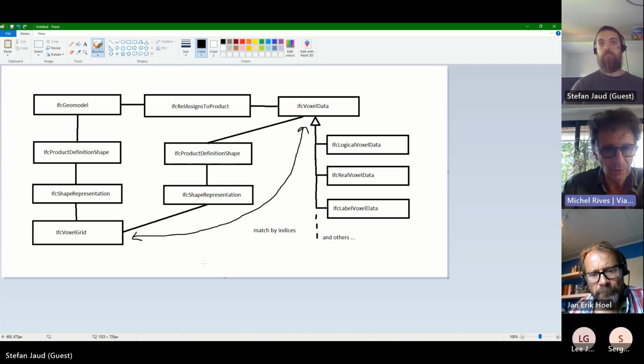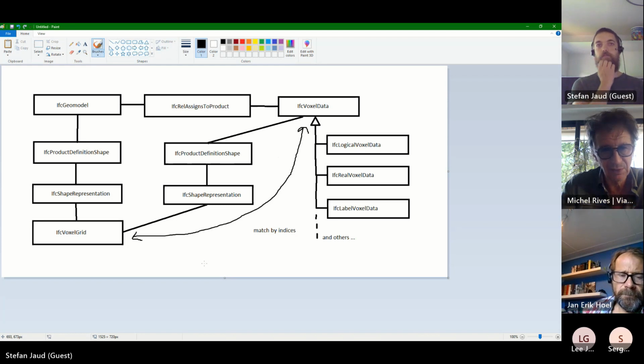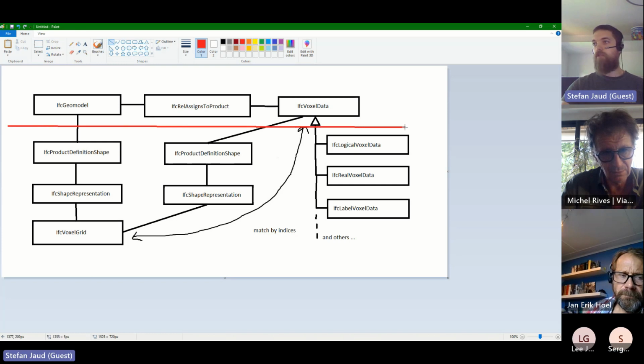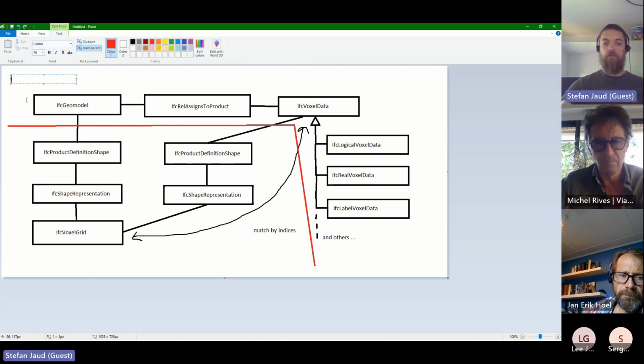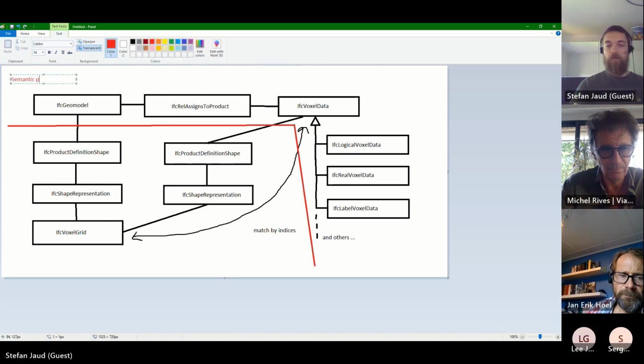Yeah. Okay, so the two relations need to exist from voxel data to the product and the product representation. So what we usually like to say is that this part is the so-called semantic part, and this part is the geometric part. Okay.